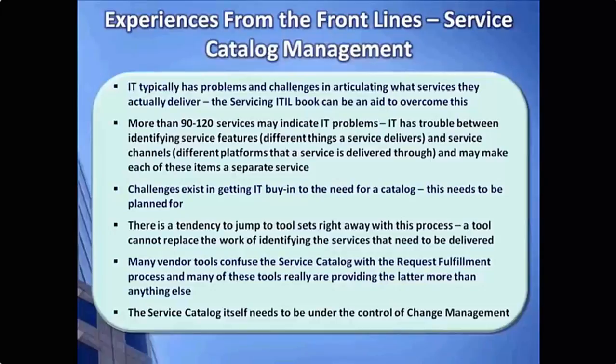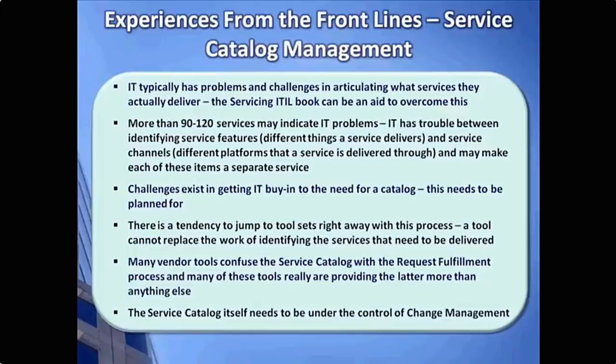Again, with this process, there's a tendency to jump into the tool sets right away. The tool cannot replace the work of identifying the services that you need to deliver, and realize that in the marketplace today, there's a lot of confusion where these tools are actually request fulfillment workflow types of products. They're not really a service catalog. A basic service catalog can simply be put on a piece of paper with a simple Microsoft Office tool or some other simple tool, and that will provide the needs for having a service catalog very cleanly.